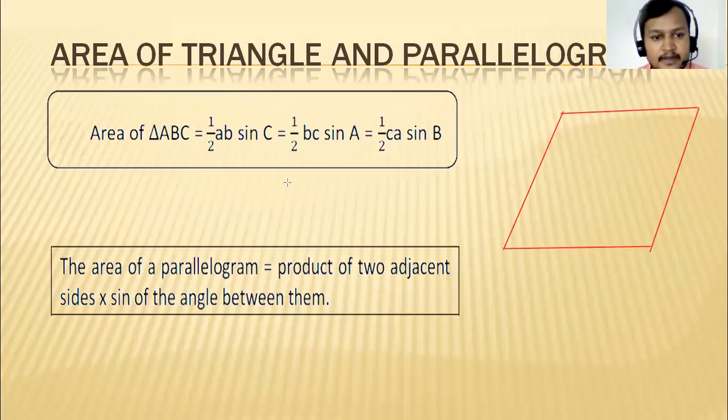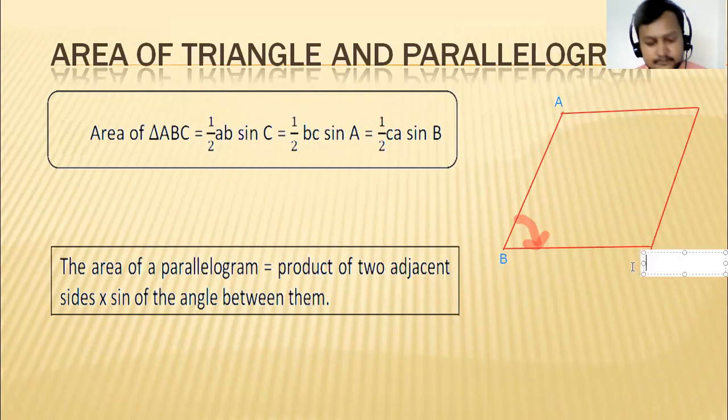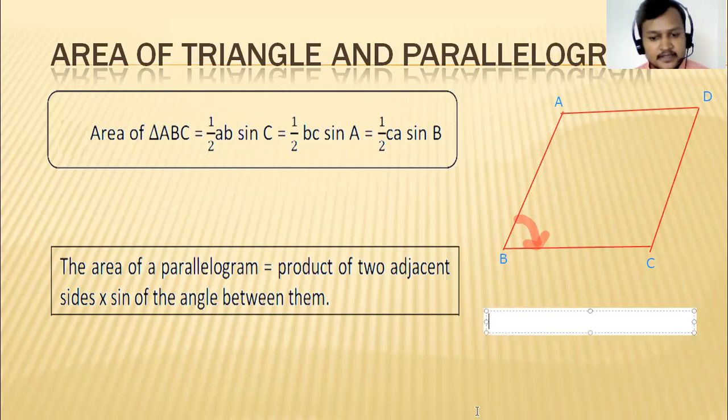Okay. If this is one parallelogram, and if one angle is given to us, यो angle हामीलाई दिएको छ. If this angle is given to us, in that case, area of parallelogram, for example, if it is A, B, C, and if it is D, here area of this parallelogram ABCD is equal to product of two adjacent sides.